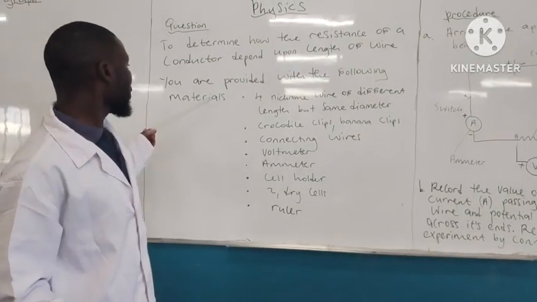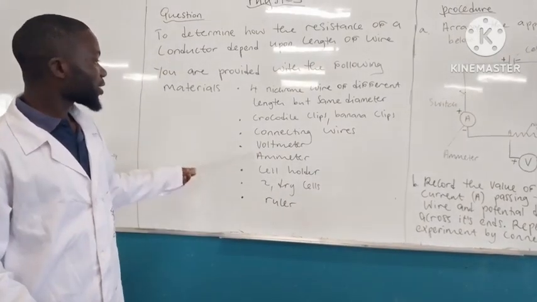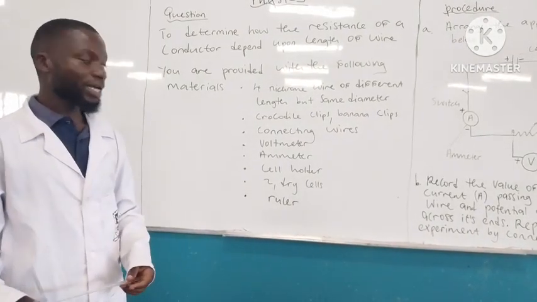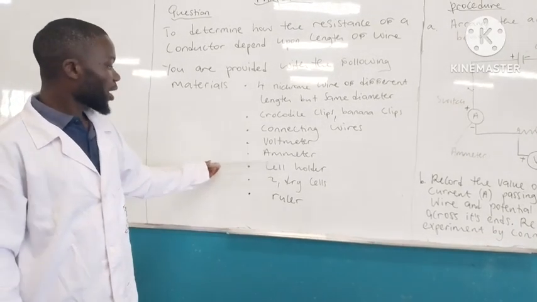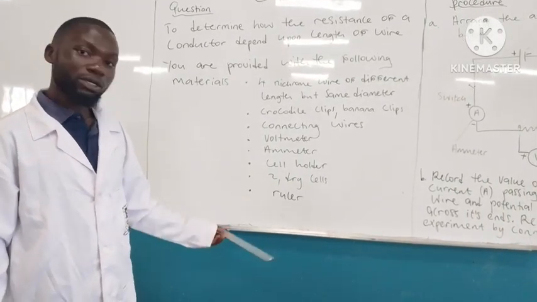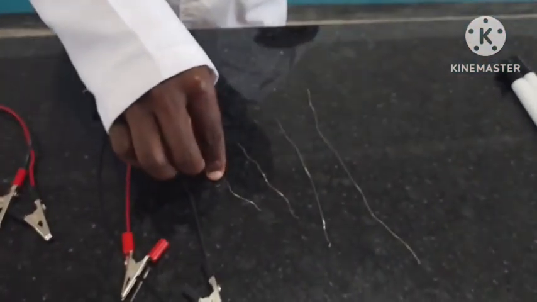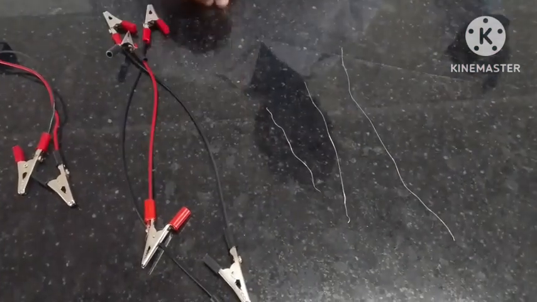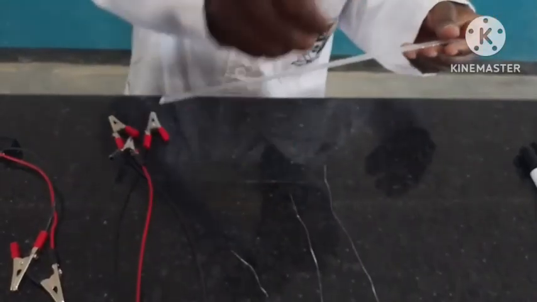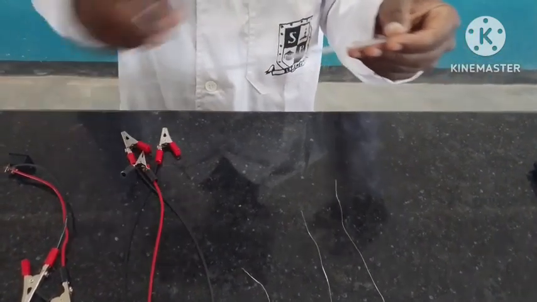I've been given 4 nichrome wires of different length, as well as crocodile clips, banana clips, connecting wires, a voltmeter, an ammeter, a cell holder, 2 dry cells, as well as materials. We have 4 nichrome wires of different length. So this is 5 centimeter, one is 10 centimeter, as you can see from the ruler.